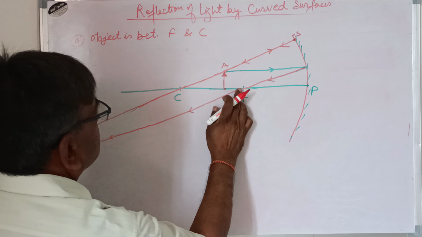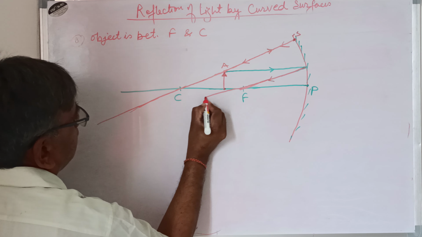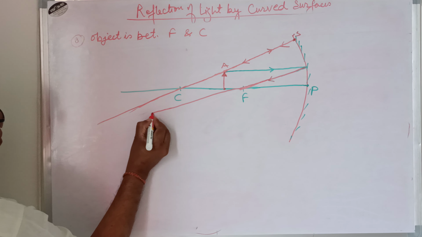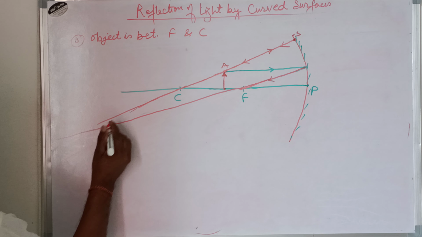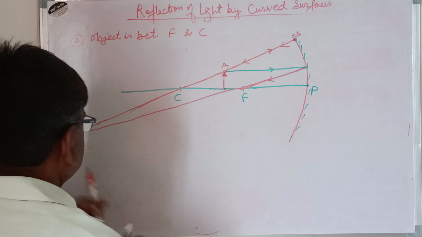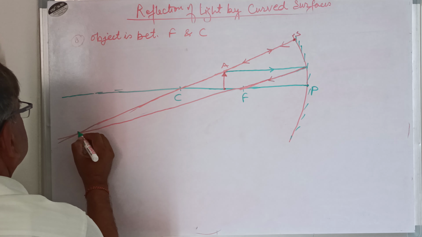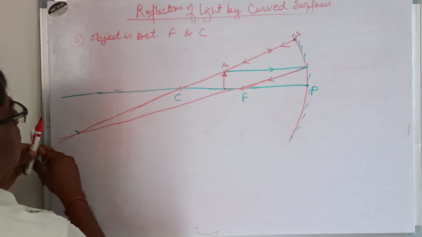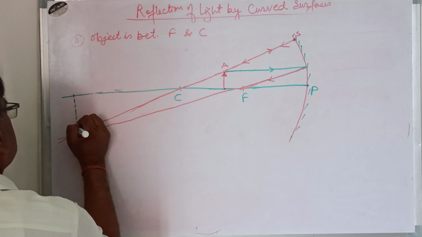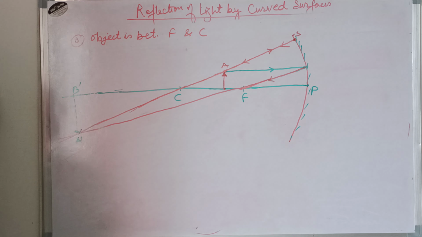It will make somewhere. I have drawn some. This direction is this. This will cut here, so extend the... This is the principal axis. So here will be the image. This will be A dash B dash.